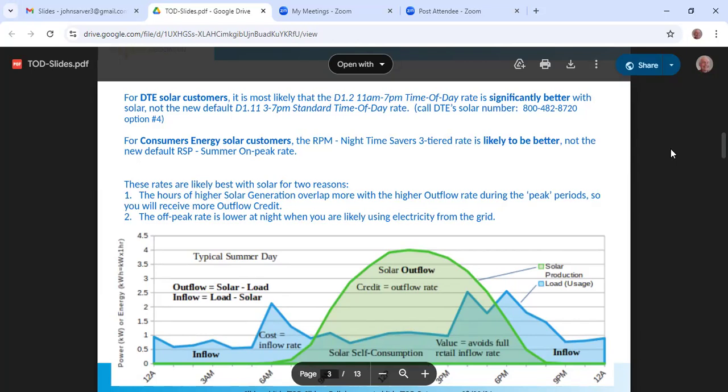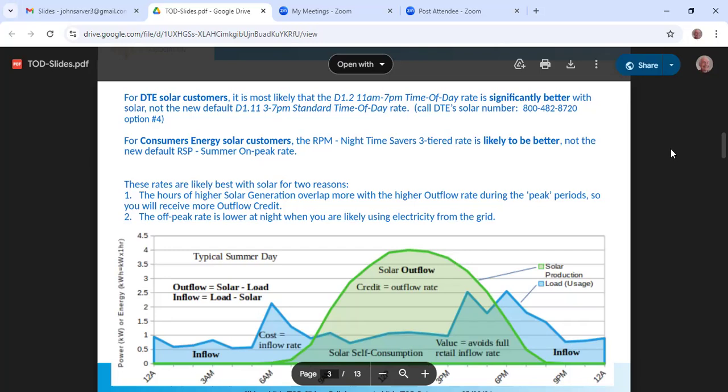And the hour is across the bottom here. So midnight is on the left, noon is in the middle, and midnight again is over on the right. So the sun shines during the day. The green line is how much solar electricity your system might be producing. That happens during the day. And typically that'll be more than what your house uses during the day.